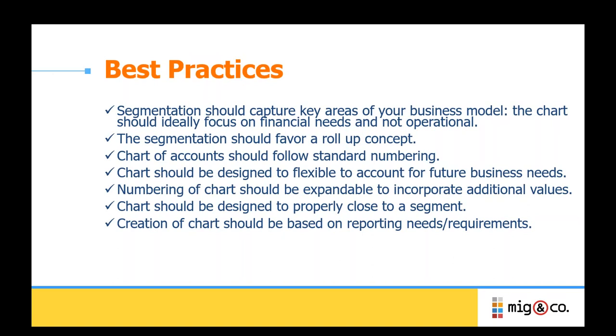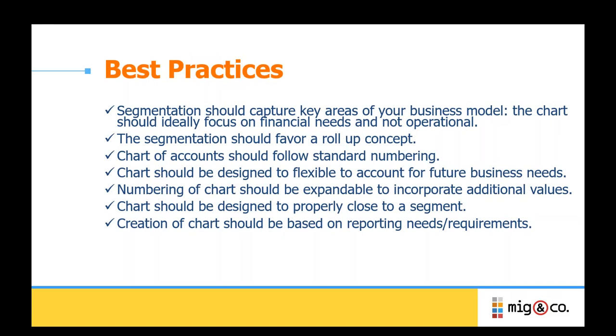So if the segments favor that, it makes it a lot easier for you on the back end when you're reporting. The chart of accounts should follow a standard numbering system. I think everybody agrees with that. And it needs to be flexible so that future business needs can be met. So when I looked in the account format during the live demo, you saw that even though I'm only using 9 digits of my chart of accounts today, 45 were built in so that I could add extra segments, have spaces available for them.